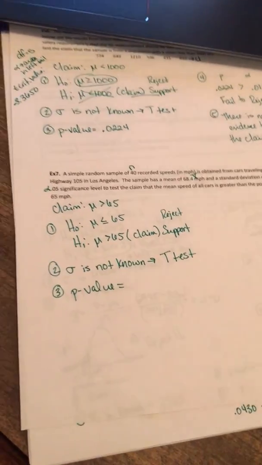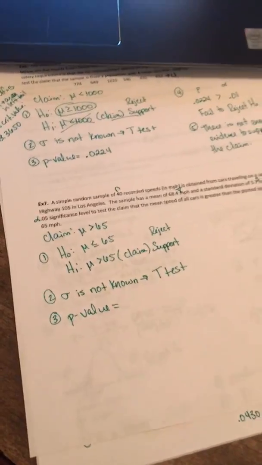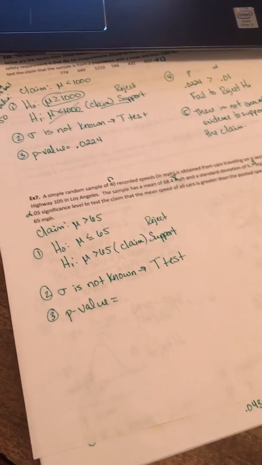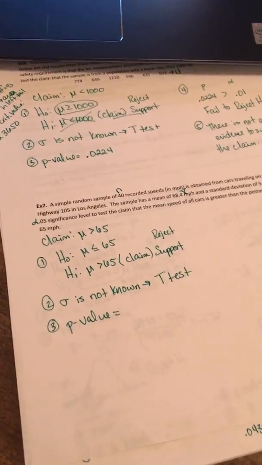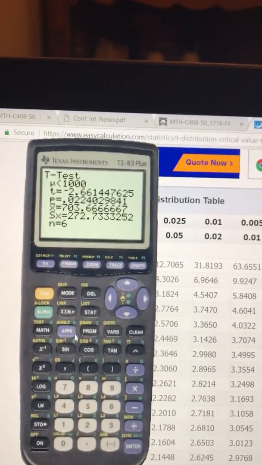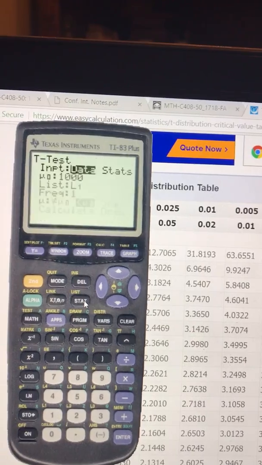And I'm just going to do this one like most people would do it. I'm not going to worry about the t critical value or anything. If you want to know what it is, you can send me a message. But most people aren't going to choose to do it that way. That's not the easiest way. So go to t-test. So stat, test, and t-test.